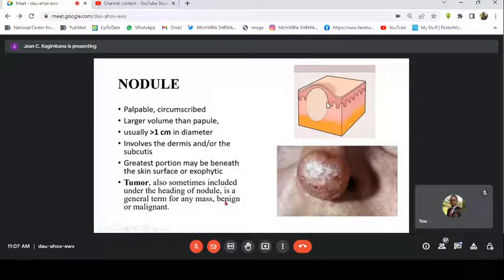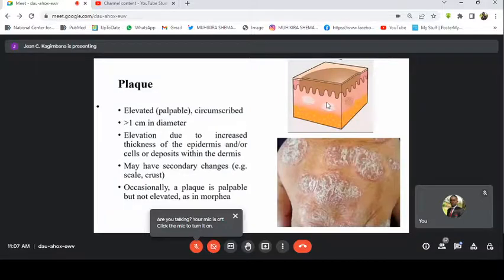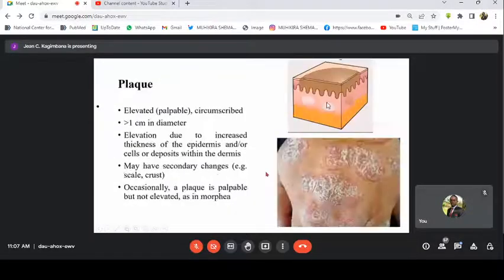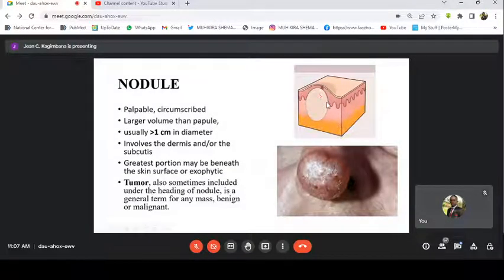Now, a nodule. Don't confuse it with a papule. Look at the epidermis, and you see? A nodule is palpable and circumscribed as in a papule, but of larger volume than a papule, because it goes down to the dermis. And sometimes it may involve the subcutaneous tissue.